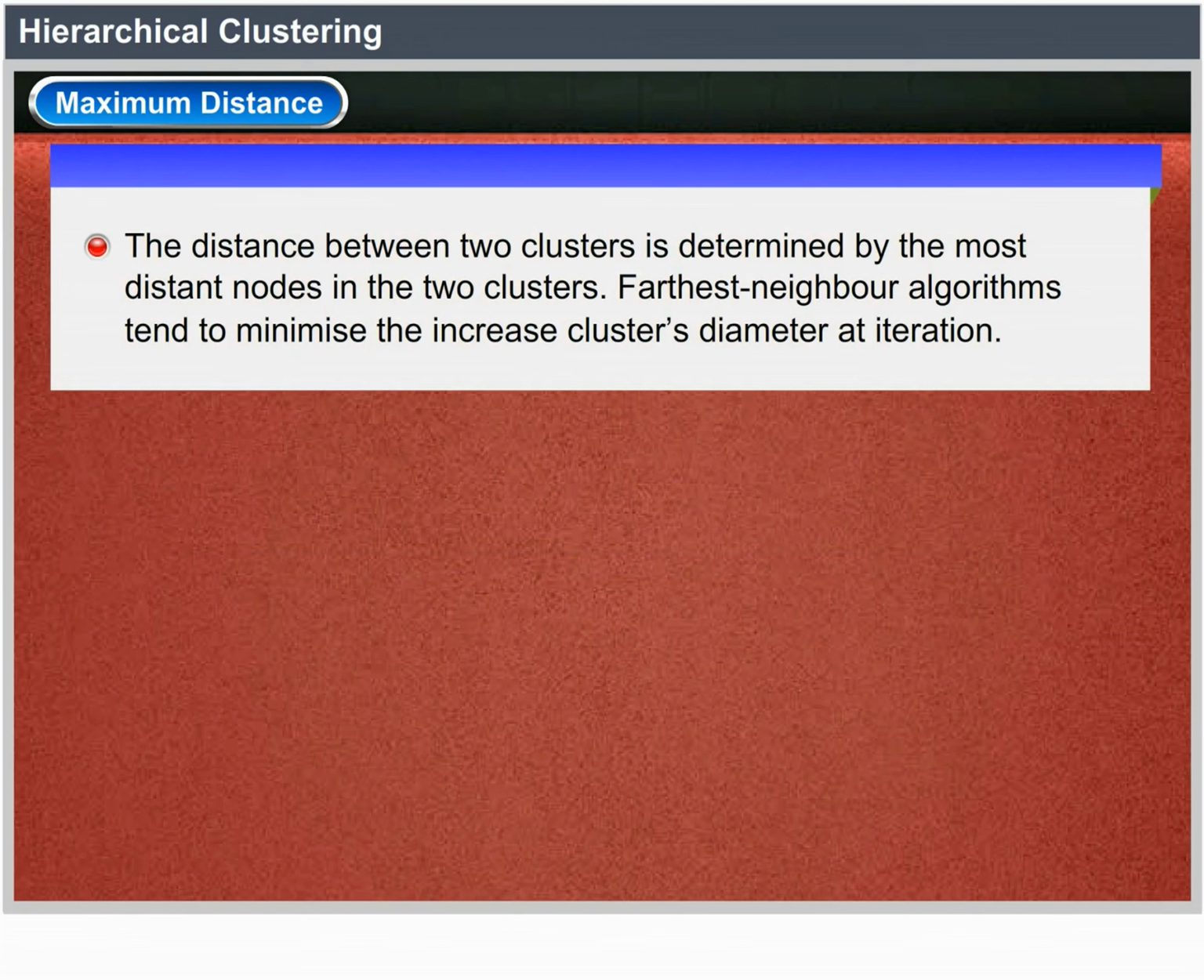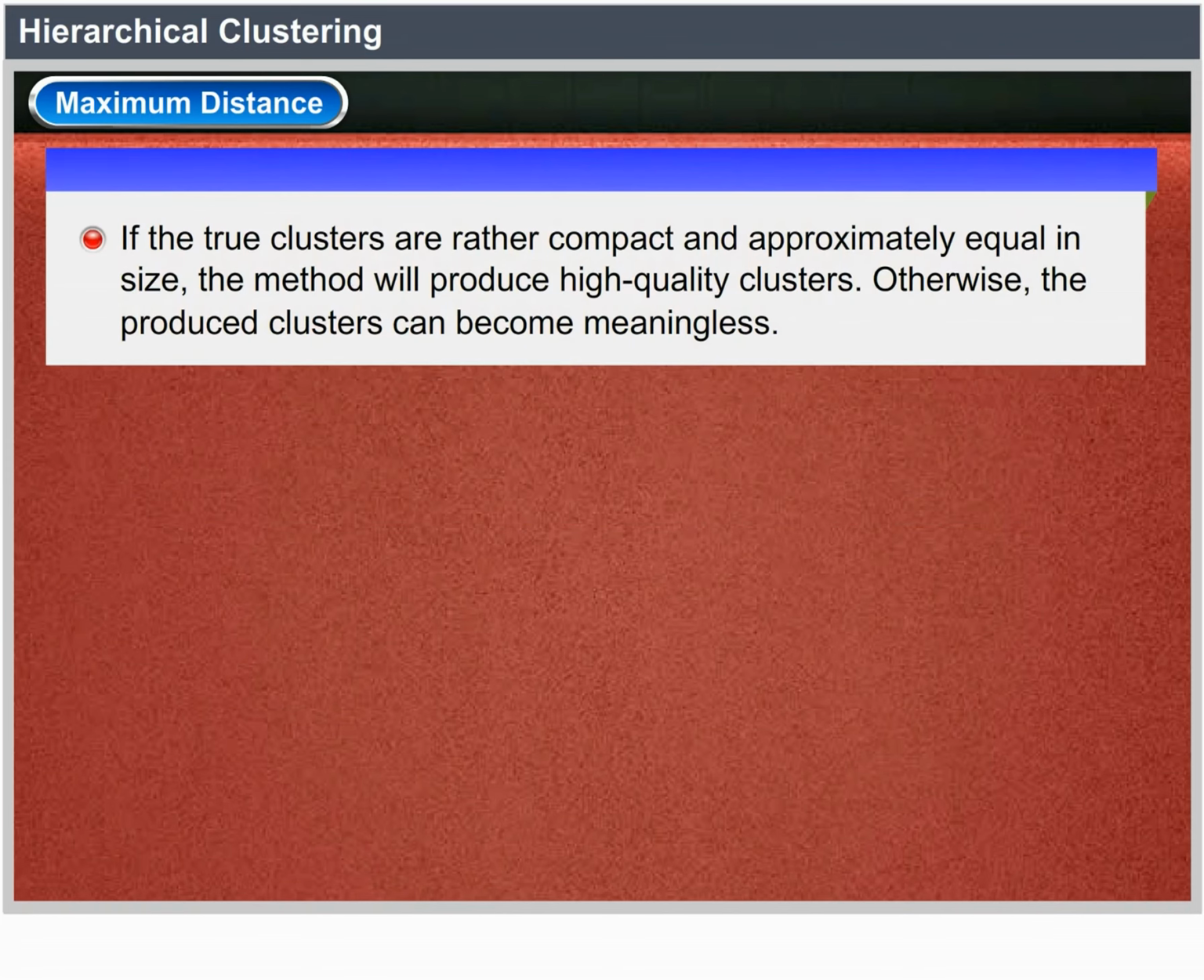Farthest neighbor algorithms tend to minimize the increase in diameter of the clusters at each iteration. If the true clusters are rather compact and approximately equal in size, the method will produce high-quality clusters. Otherwise, the clusters produced can be meaningless.